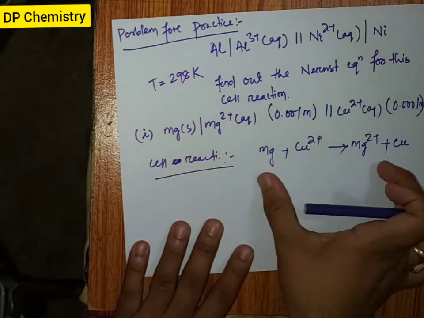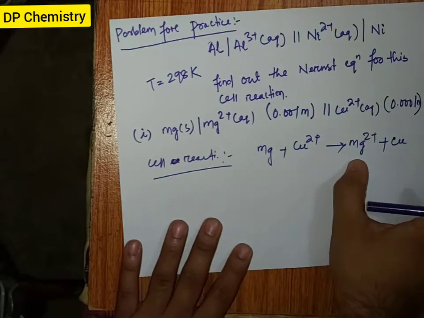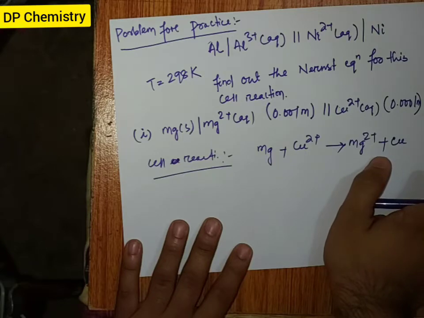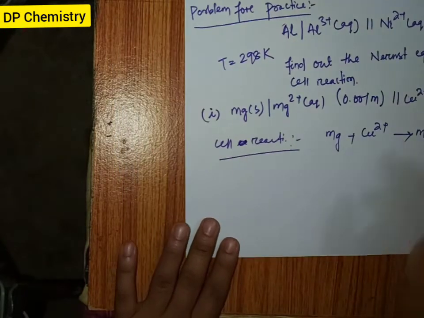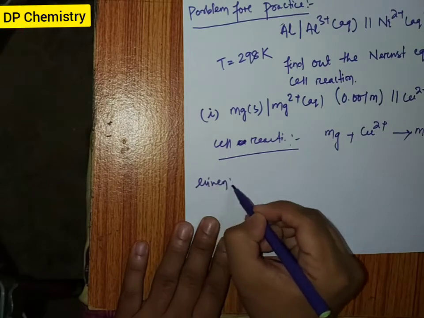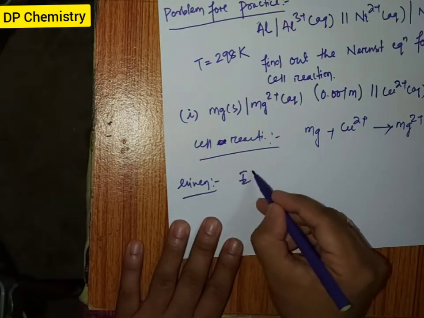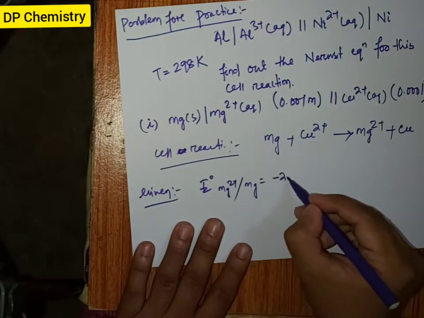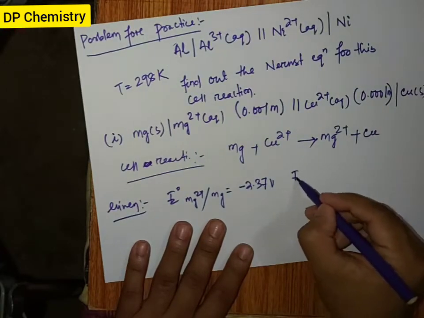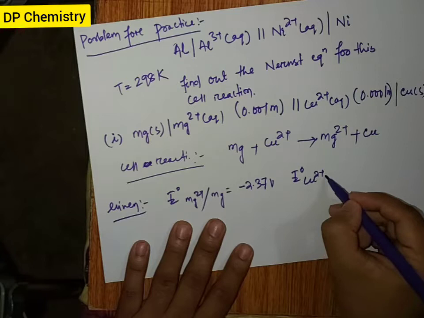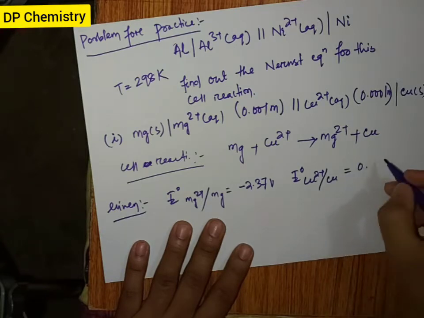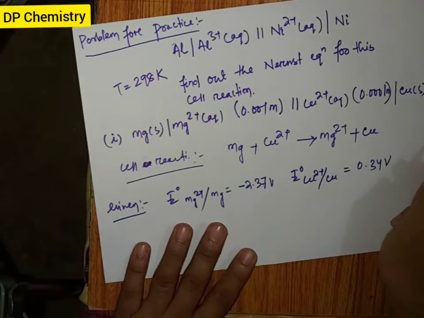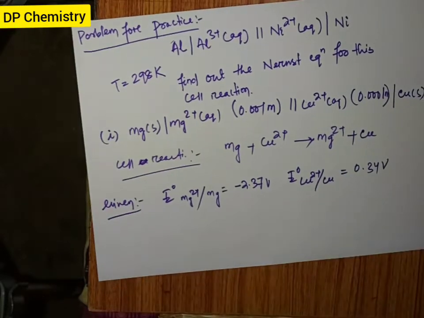How do I actually find out these things? The values of the reduction potential of Mg and the reduction potential of copper are given, right? So the given things are E naught Mg2+/Mg is minus 2.37 volt, and E naught Cu2+/Cu is 0.34 volt. So from these two values you can predict which will be anode and which will be cathode.